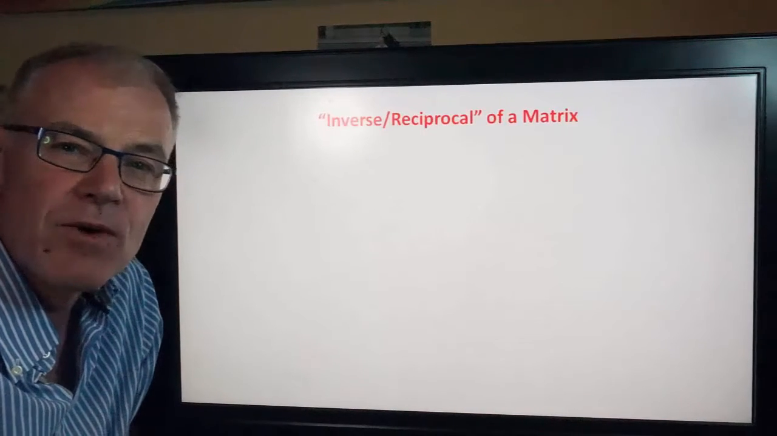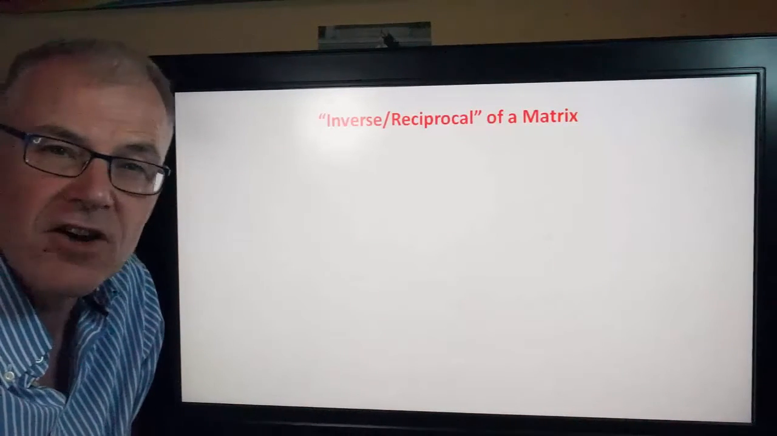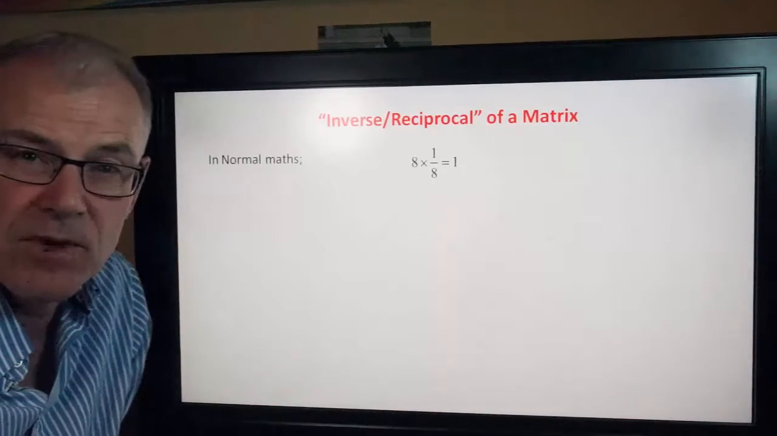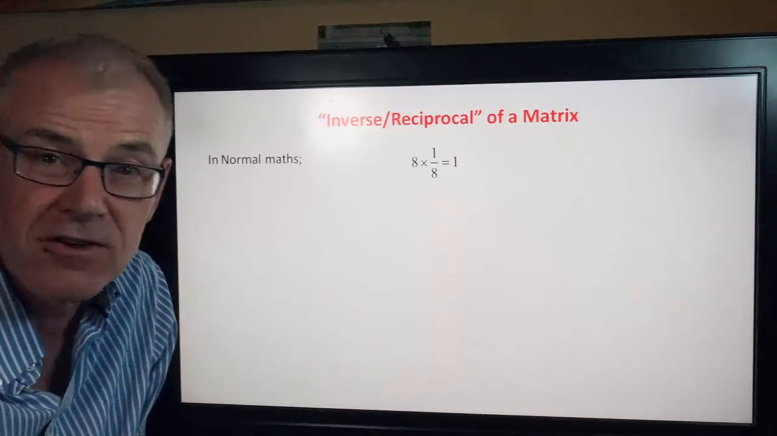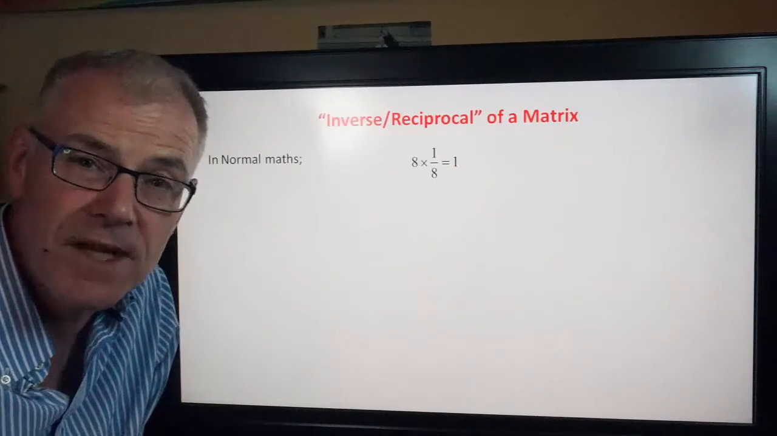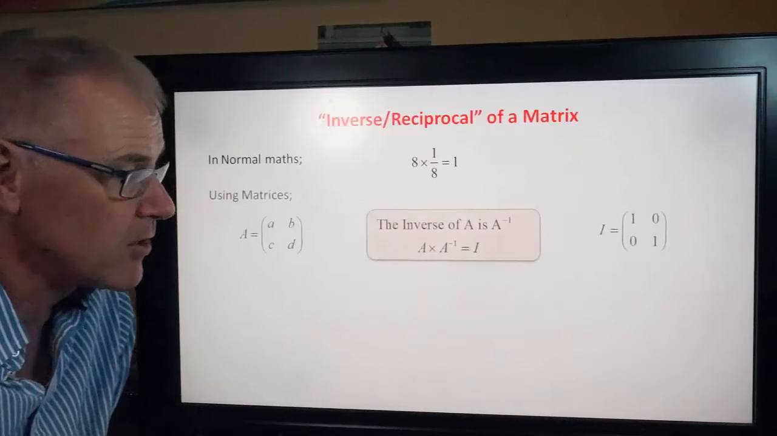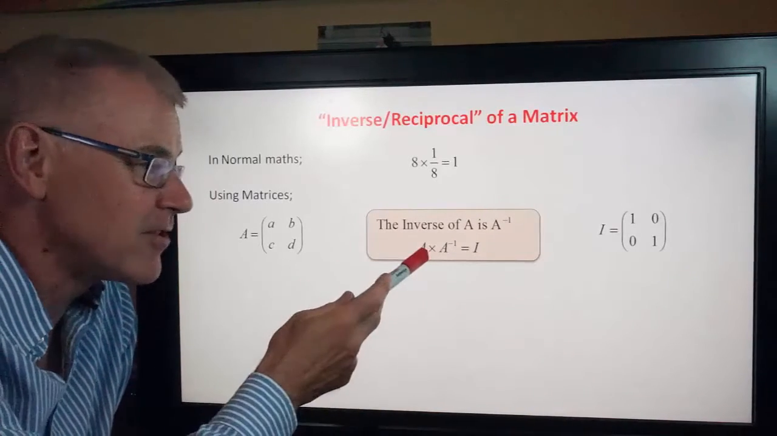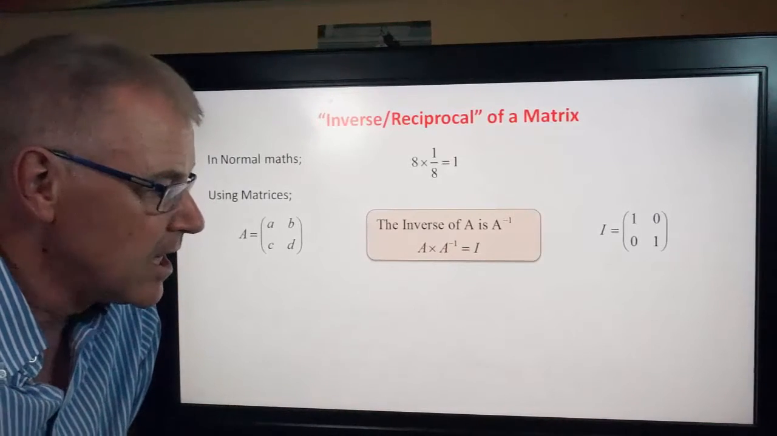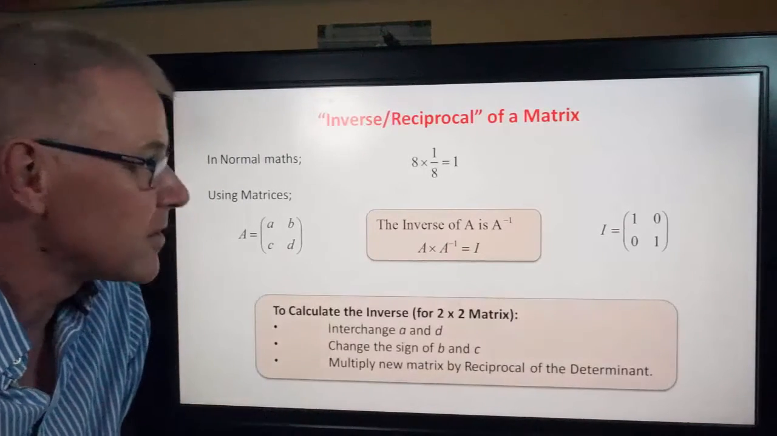Okay, the next thing we want to talk about is the inverse or the reciprocal of a matrix. Now again, in normal maths, if we multiply any number by its inverse or its reciprocal, for example 8 multiplied by 1 over 8, we just get 1. Well, using matrices, if we multiply any matrix by its inverse, we get the unit matrix. So how do we calculate the inverse?